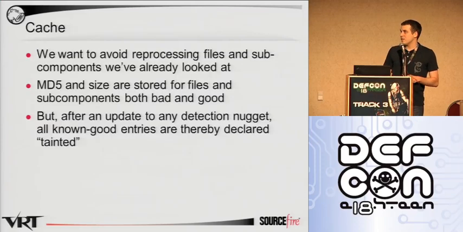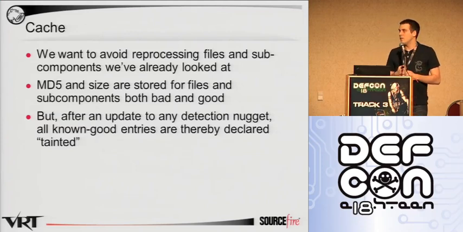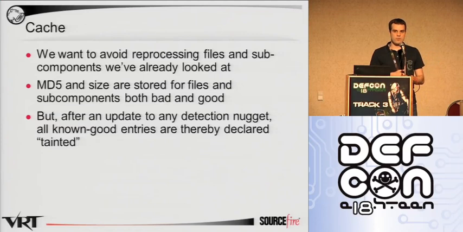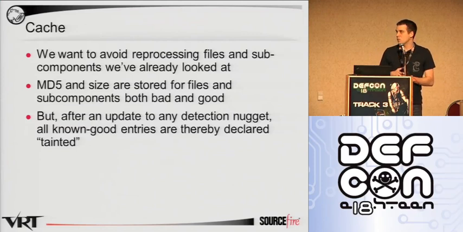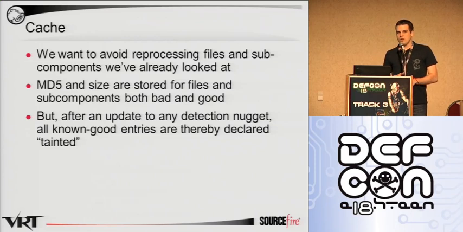All right, so we talked a little bit about caching. We do this to avoid, as we said, reprocessing files that we don't need to. We can also use it in the case of the local cache for some blocking capabilities. We store MD5 and size, and as I said, you can use theoretically any signature, but that's what we're working with now. The thing is that once you've added a new detection nugget to the system, or you've issued any defense update, then all entries that we previously determined to be good, that are cached as good, or we haven't found anything wrong with them, are marked as tainted.